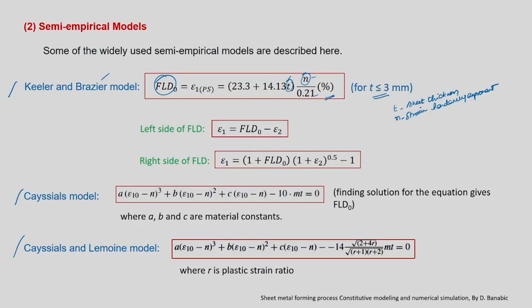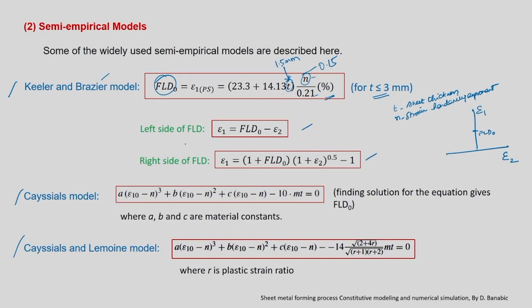Once you get FLD0, you will see epsilon 1, epsilon 2. You get FLD0 from this simple equation. You can put any T and n. Let us say n is 0.15 and T is 1.5 mm. You substitute it, you get FLD0, and it will be one point on this forming limit curve. Now, if you want the left hand side and the right hand side of the forming limit curve, you can use these two equations.